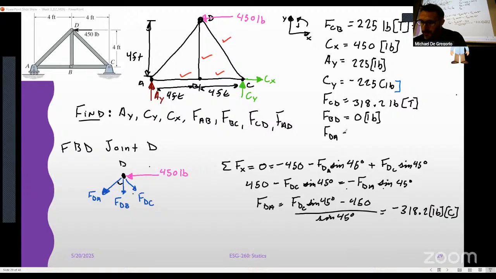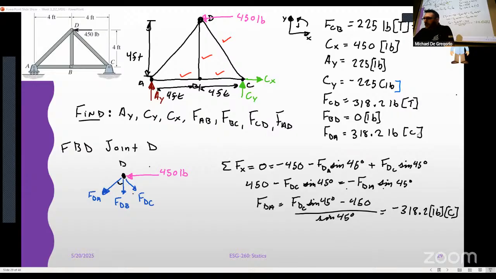You can check it with the y direction equation. It should come out to the same thing, and it does. I will write this like this. I would report it that way. We know it's in compression, so we don't need to include the negative sign. The negative sign is kind of meaningless in reporting the results if you're going to report tension and compression.